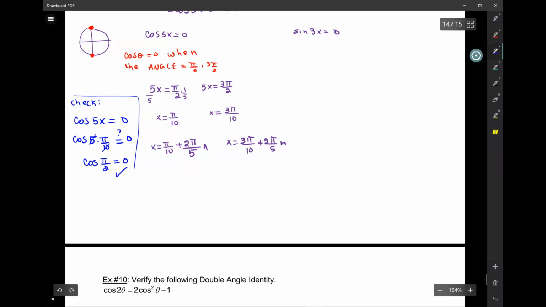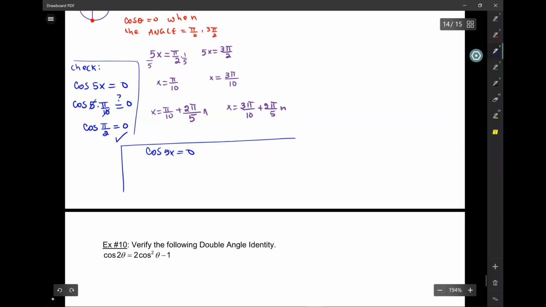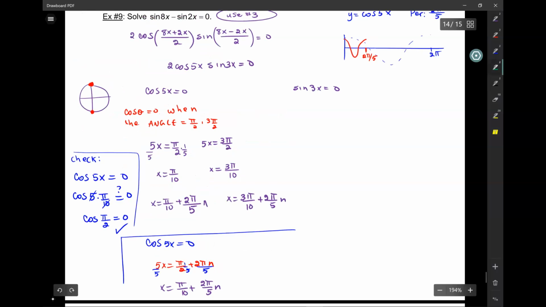Okay, let me show you another way to do this. You might like that better. I had cosine 5x is equal to 0, right? Where is cosine equal to 0? At pi over 2. So here's what you could do. You could do 5x is equal to pi over 2 plus 2 pi n, and then divide by 5. So you get x is pi over 10 plus 2 pi over 5 n. Okay? All right. Now, so that's one answer.